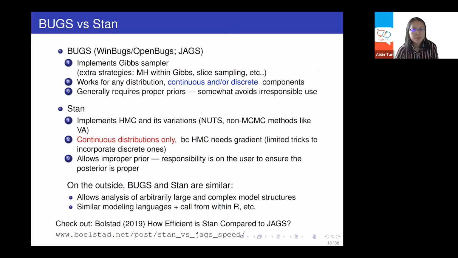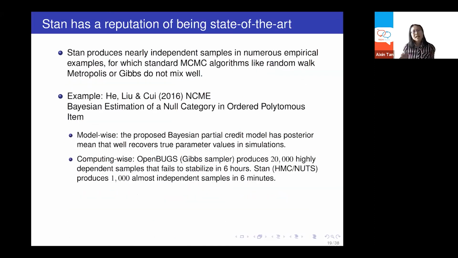So it's pretty convenient. And a natural question is, when I am facing a problem, should I use Stan or JAGS? I could look at examples. And I would say it's not too hard to learn to use these, and given the low cost of implementing these models, why don't you just try both? This page says Stan has a reputation of being state of the art. It produces nearly independent samples in numerous empirical examples for which standard MCMC, like the random walk Metropolis we saw, does not mix well. And I can mention one example here.